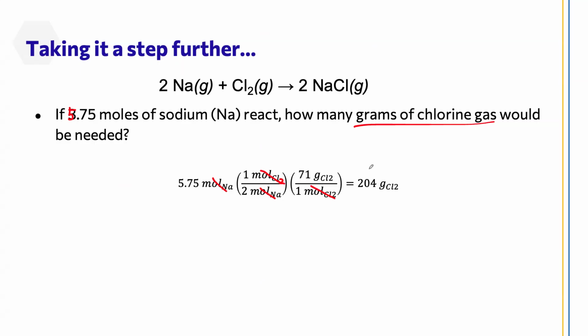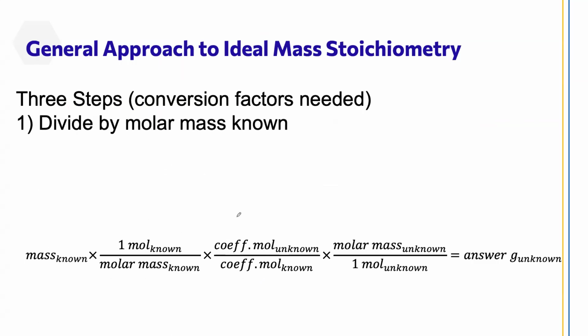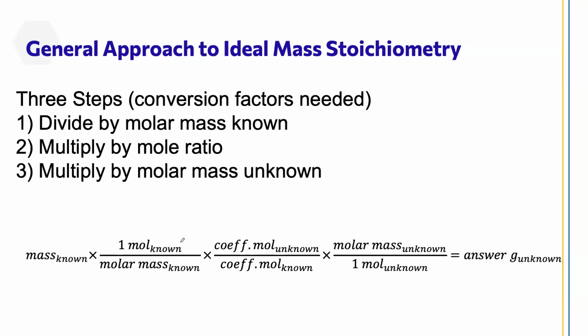The only thing different here is that I multiplied by the molar mass to convert from moles of chlorine to grams of chlorine. So now I started with moles and ended with grams. But that's not enough for a mass stoichiometry problem. The general step is that you're going to be given a mass. So we need to first divide by the molar mass of the known, multiply by the mole ratio, and multiply by the molar mass of the unknown.